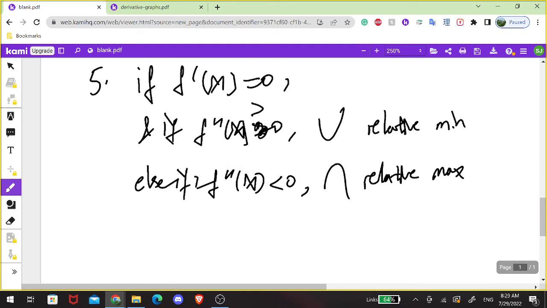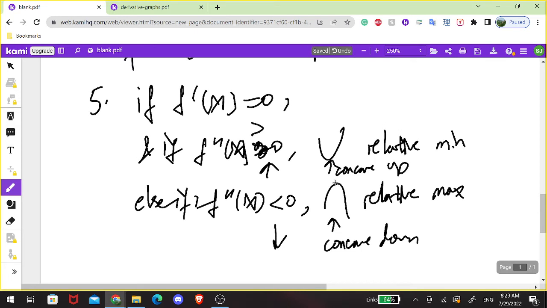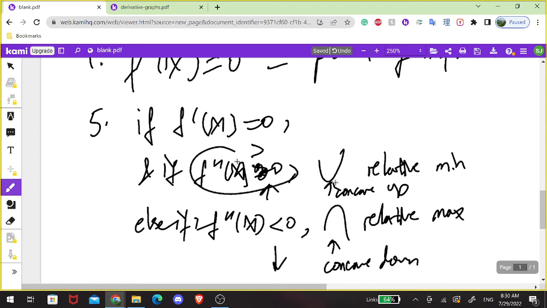And how can you remember this? Less than 0 means down, and this is called concave down. Greater than 0 means up, and this is concave up. That's how you can remember these two. And this can only apply if f prime of x is 0.